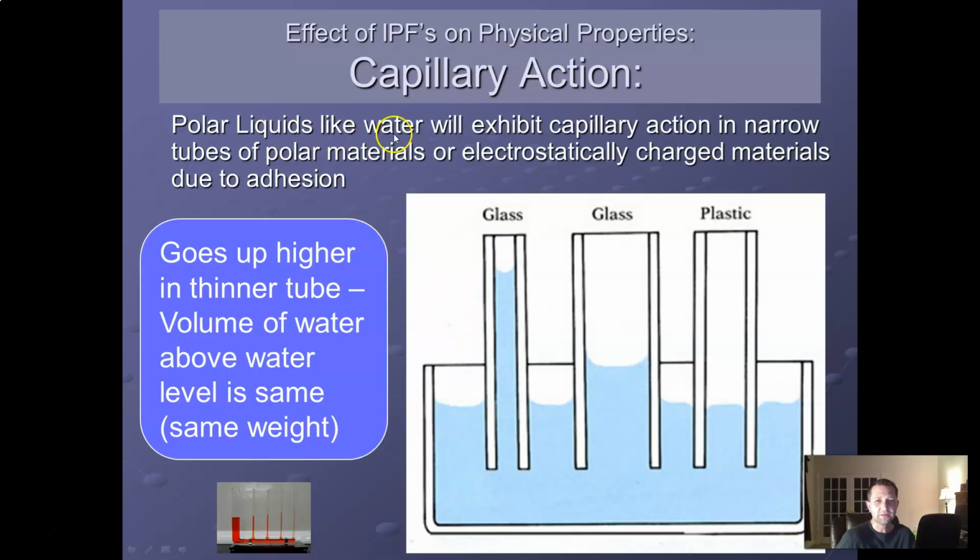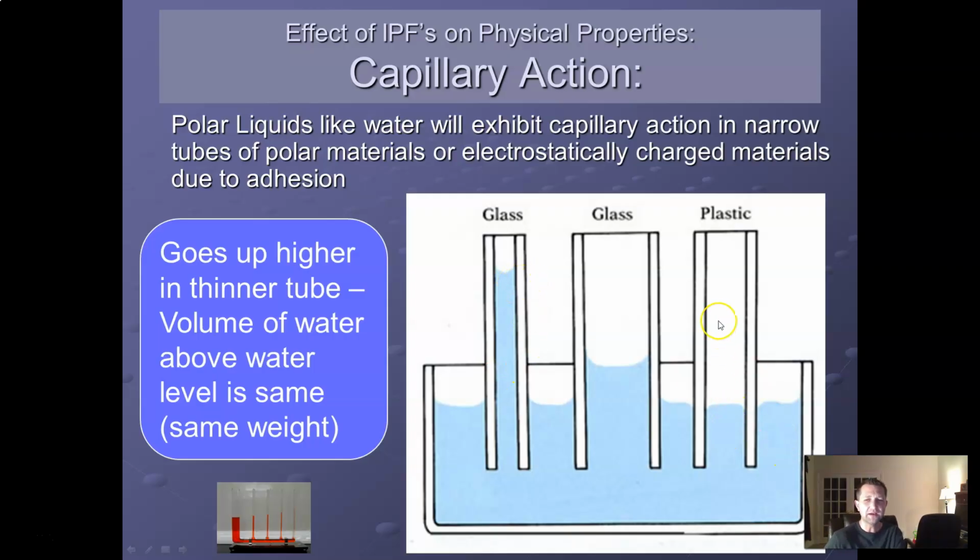So polar liquids like water will exhibit capillary action in narrow tubes of polar materials like glass, or charged materials, due to adhesion. The liquid will go up higher in a thinner tube than a thicker tube, but the amount of liquid going up the tube is actually the same. So if you have two glass tubes, one narrower and one thicker, and you took the amount of water here and the amount of water here, you'd see that they are the same.